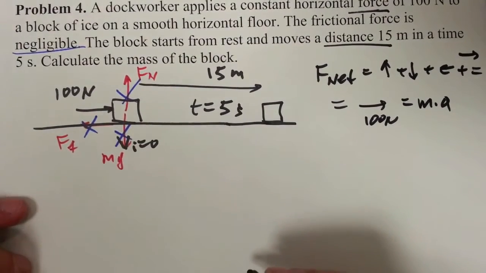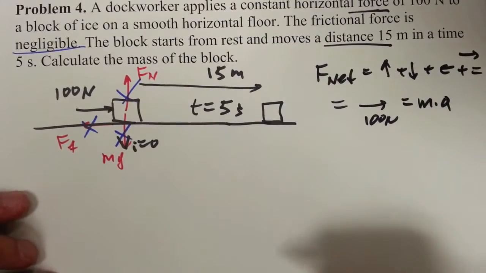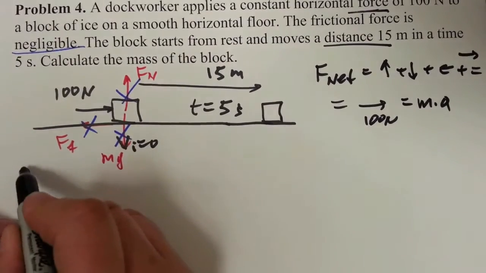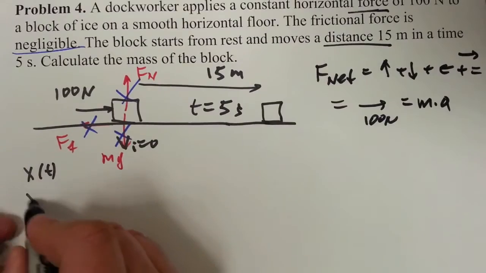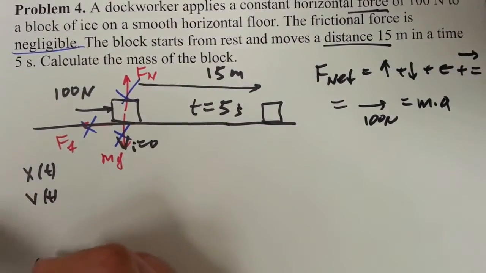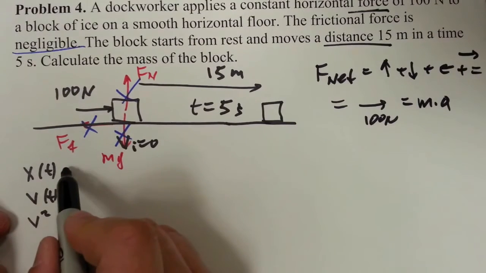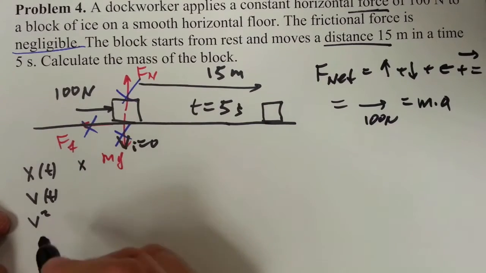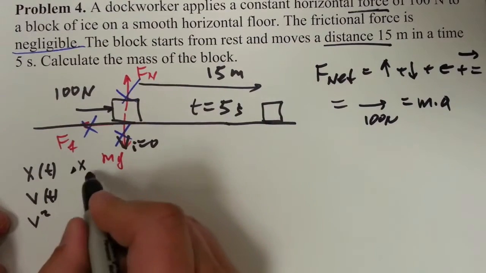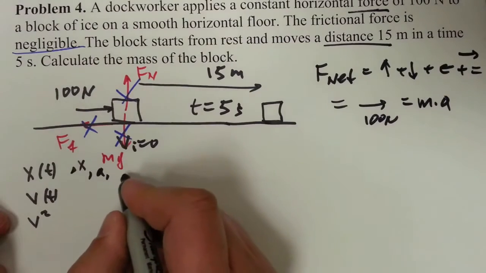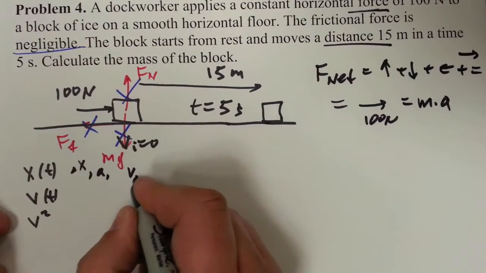How can we get the acceleration? Well, we can use the motion equation, we can use the velocity equation, or we can use the equation which relates speed squared and the rest of the stuff. So, the first equation, what does it relate? Well, it relates displacement, acceleration, initial velocity, and time.